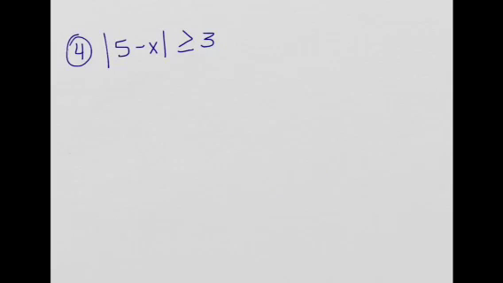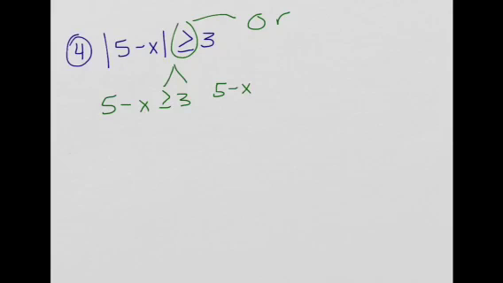All right, so now we have a greater than or equal to. So when we have a greater than or equal to, we know that it's probably going to be an OR graph. So we're going to break it down. 5 minus x is greater than or equal to 3. And then we're going to do 5 minus x, mega minus min, is less than or equal to -3.